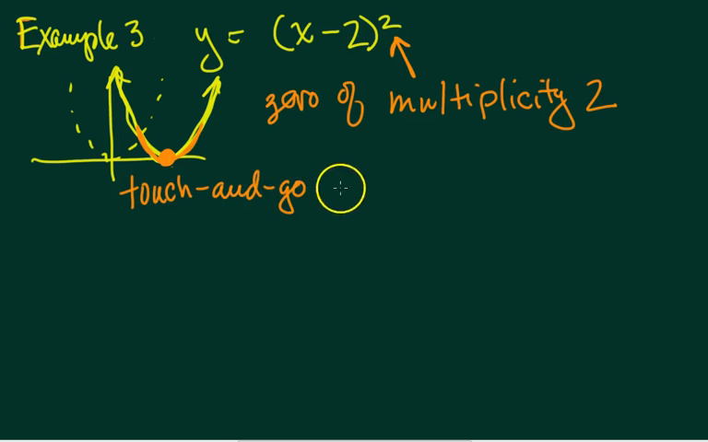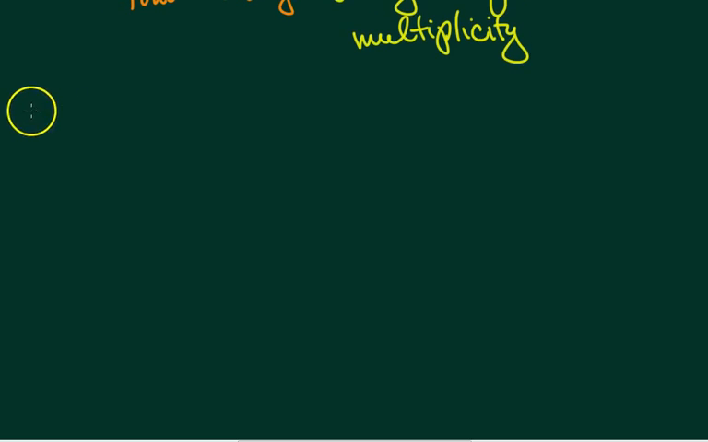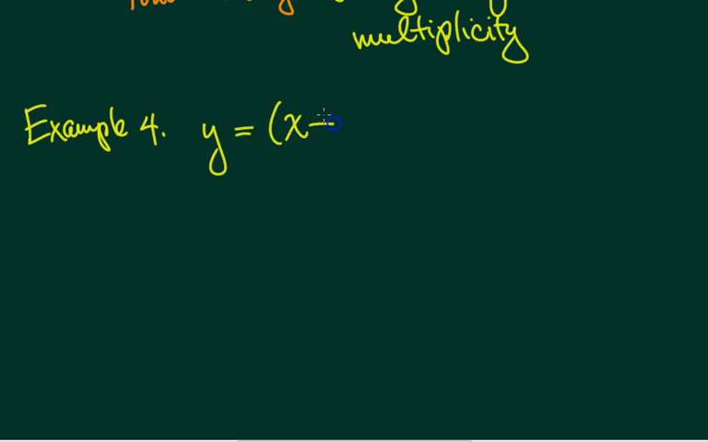Okay, whenever we have a 0 of even multiplicity, it's going to hit the graph with a touch and go there. Okay, so let's look at one. Our next example is another third degree, or polynomial of degree 3. Y is equal to x plus 1 times x minus 3 squared.